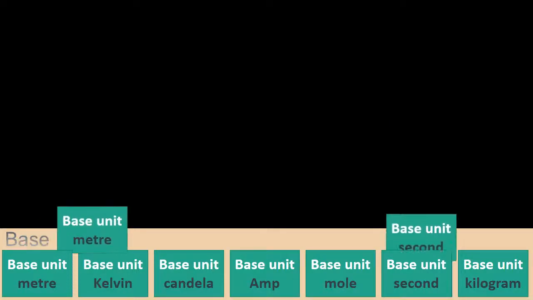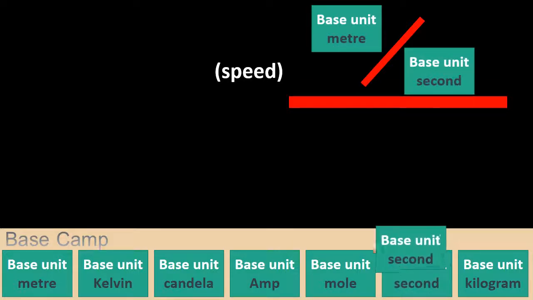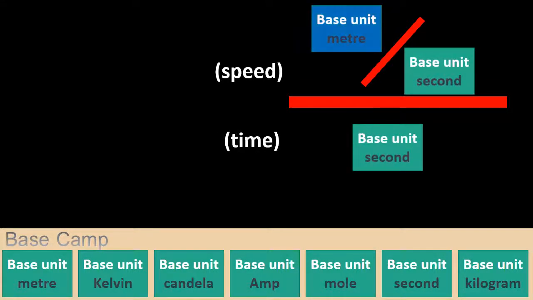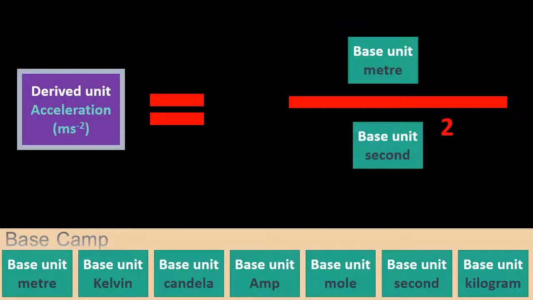As we've defined acceleration as the rate at which an object changes its speed, it makes sense that the SI acceleration unit works out to be meters per second per second, or simply meters per second squared.